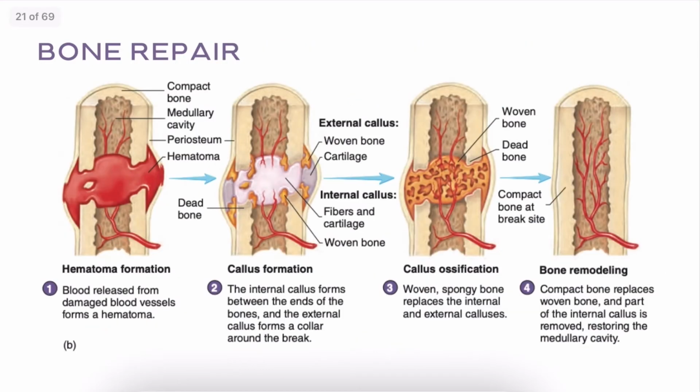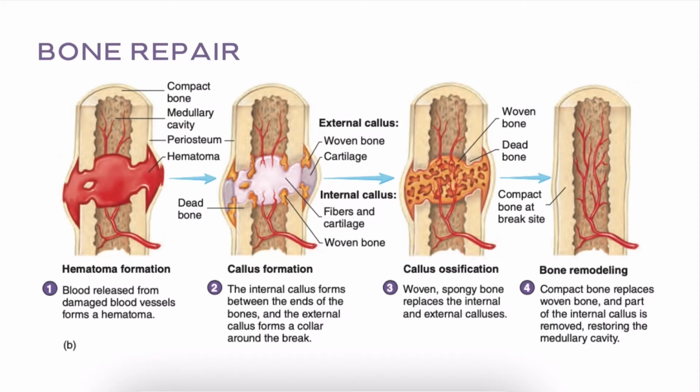Okay, the next slide talks about bone repair. So this one is very important because sometimes a bone is broken and that needs to be repaired. So the steps here are important. The first one is your hematoma formation, where blood is released from the damaged blood vessels. That forms a hematoma. After that, callus formation happens. So the internal callus forms between the ends of the bones, and the external callus forms a collar around the break. Third, callus ossification happens.